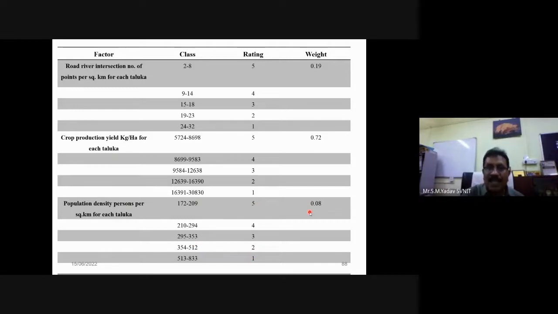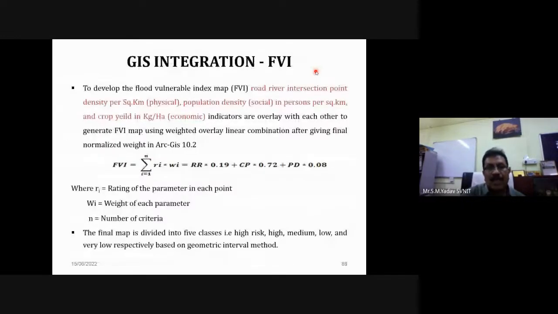So from the spatial data, you will get the classes and the area of these various classes shown over here, which is required to be multiplied by your weight rating, and the weights are given to you. The weights are already there. So FVI, that is the flood vulnerable index map, uses the same formula, summation i equal to 1 to n Ri into Wi, where Rr into its weight, Cp into its weight, and PD, population density, into its weight.